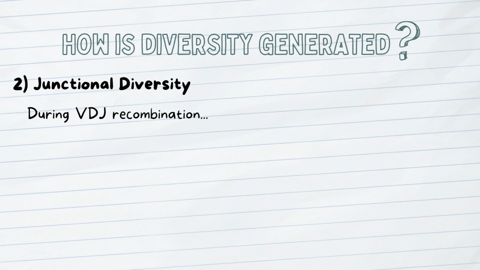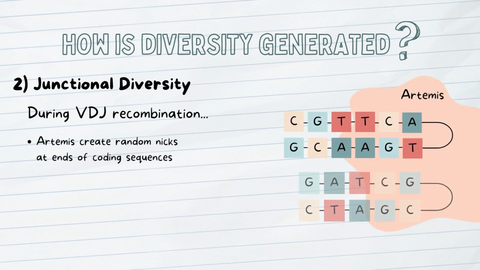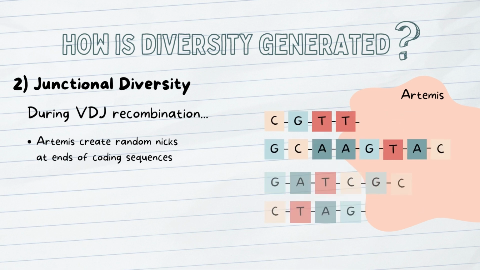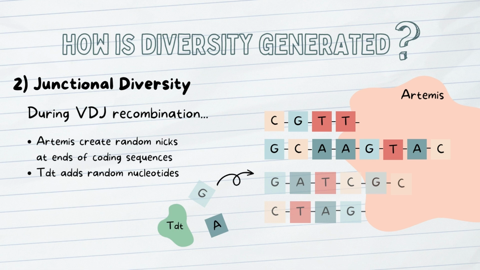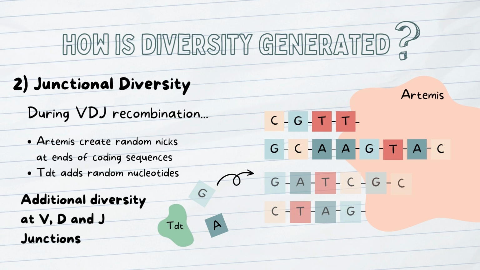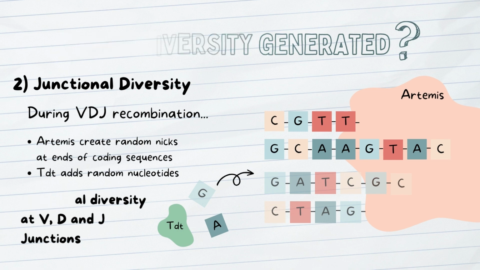The second source of diversity is junctional diversity. When the V, D, and J alleles recombine, Artemis can create random nicks at the ends of coding sequences, and TdT can add additional random nucleotides in. This creates asymmetric ends of each allele to be sealed together. Because the cut and the nucleotide addition are both random events and can happen at any position in the sequence ends, it generates additional diversity at the junctions between V, D, and J genes.